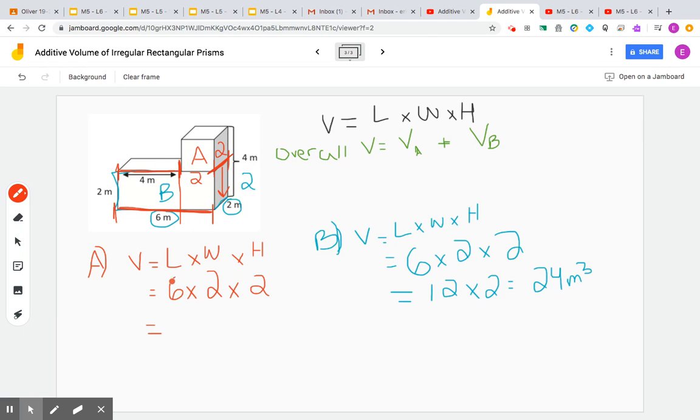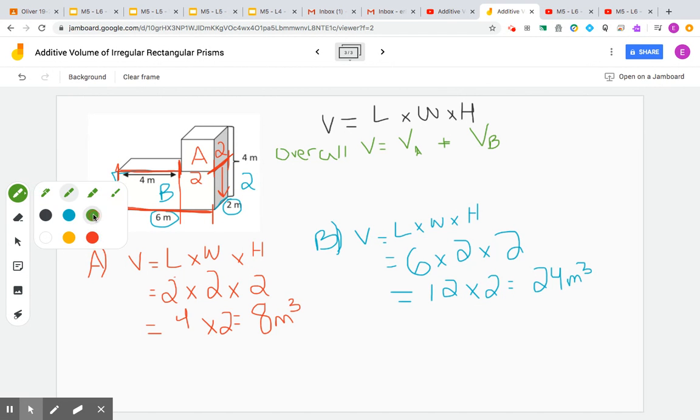Oh, our length is not 6, guys. I apologize. Our length of B was 6, but this was much smaller. It's 2. So 2 times 2 is 4. Times 2 is 8. So the volume of A is 8 meters cubed.